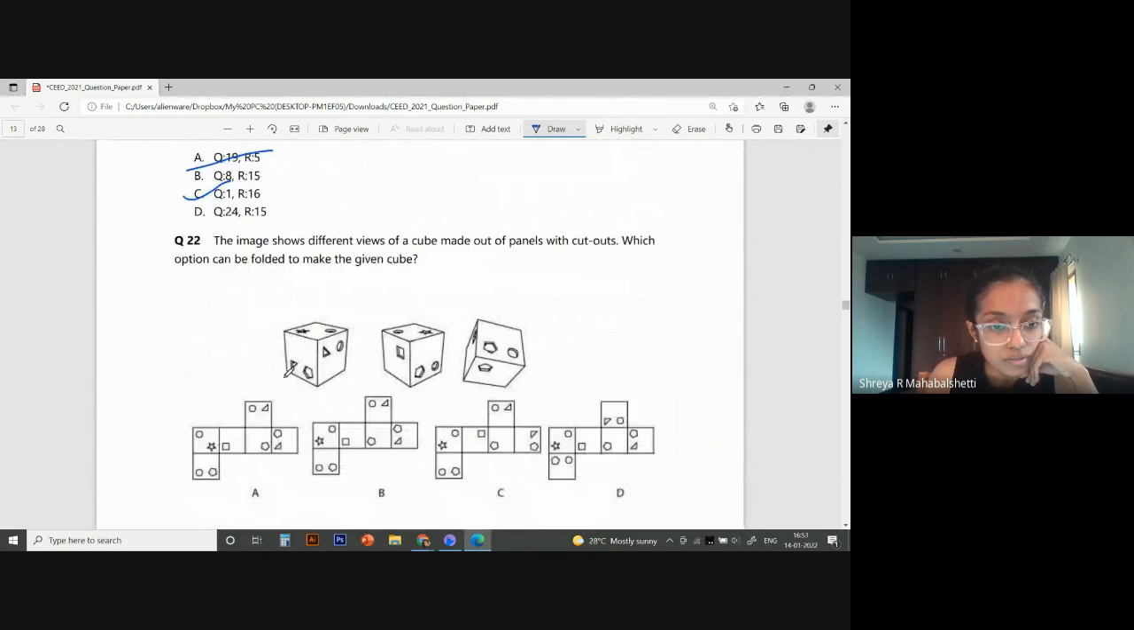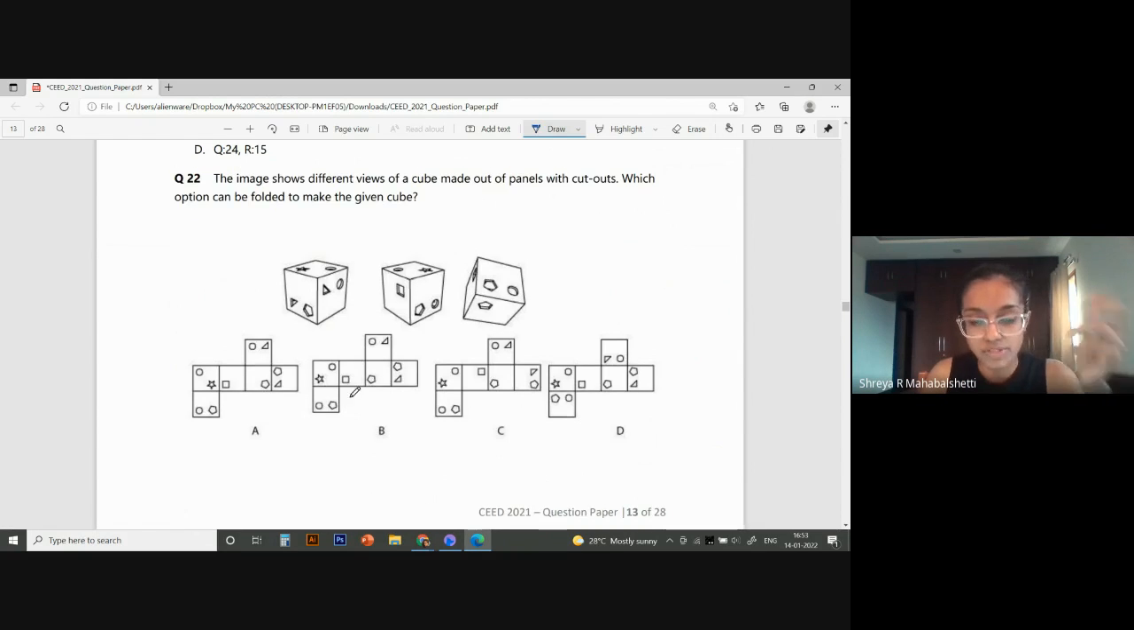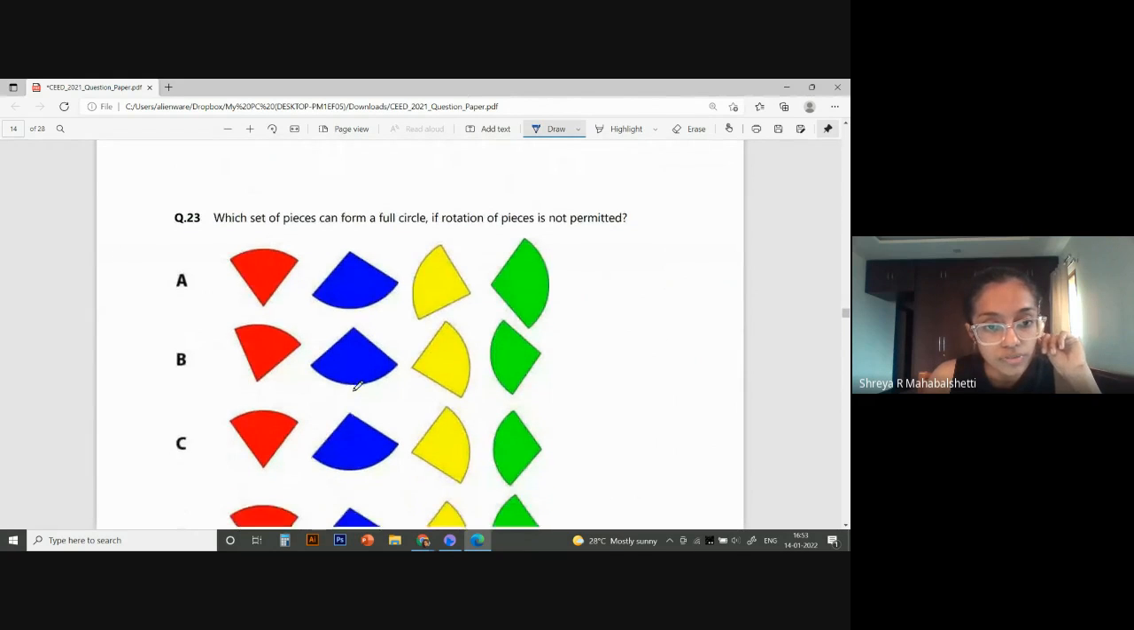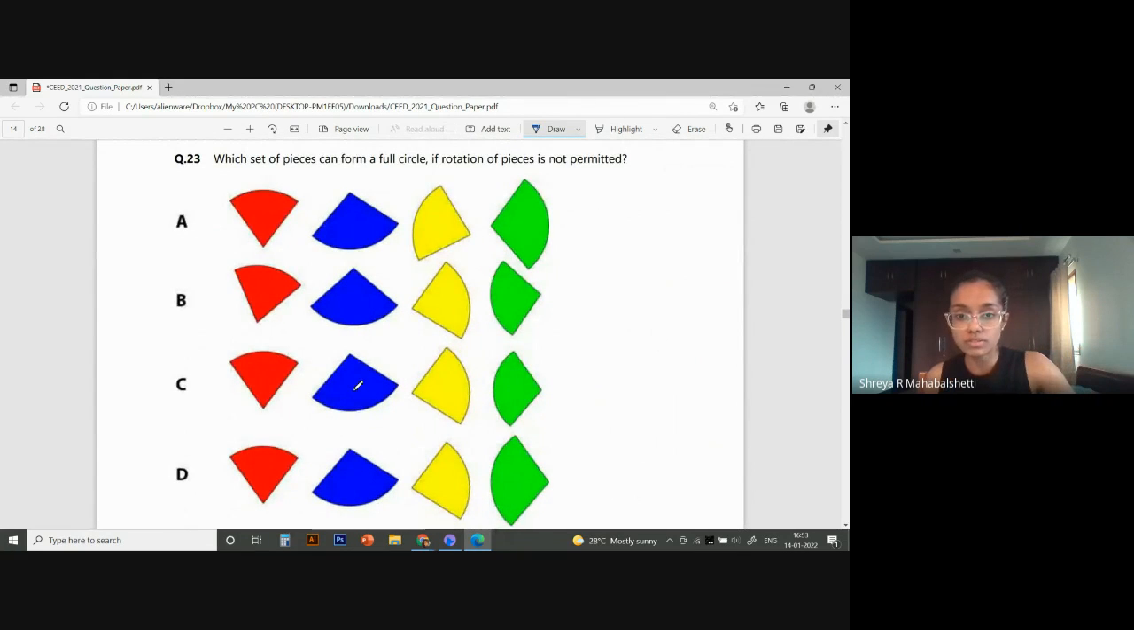Okay. Next question. So I'm usually not very good with dice, but there's a trick that a lot of people do follow. That when you have a dice, just take a clean eraser with you and mark it on the eraser, and then open it up or close it, and whatever the question is, you can solve it. But I haven't solved this. Which set of pieces can form a full circle if rotation of pieces is not permitted?